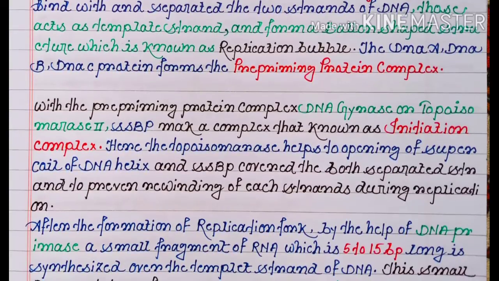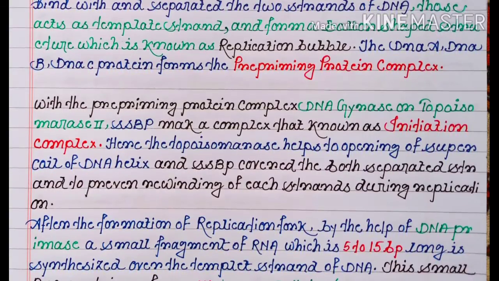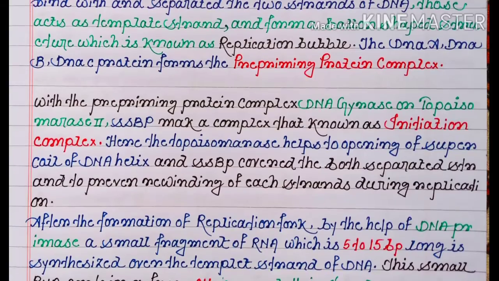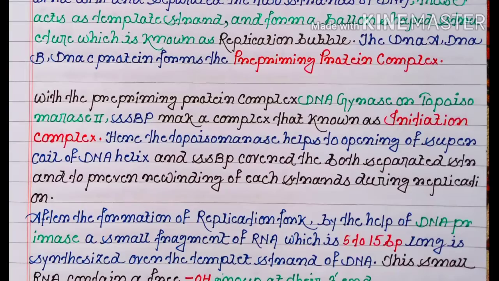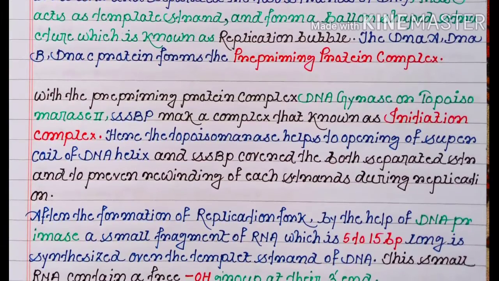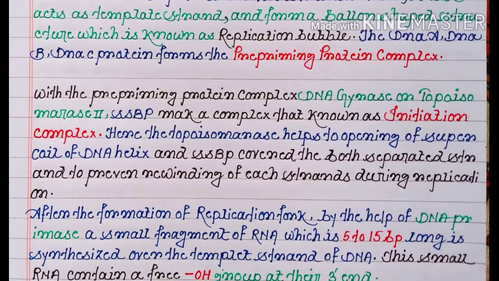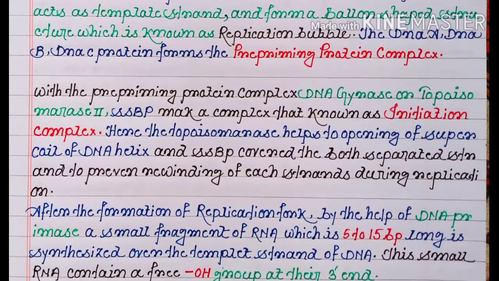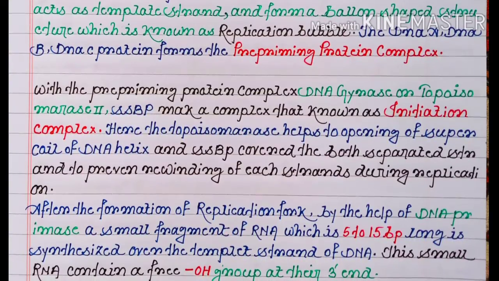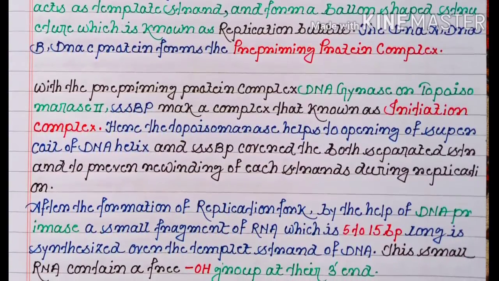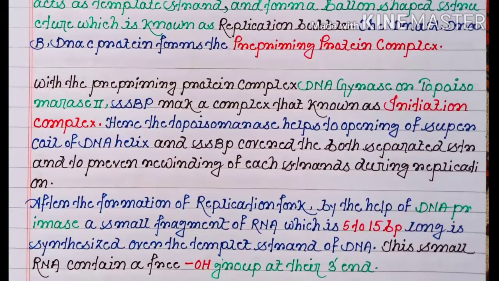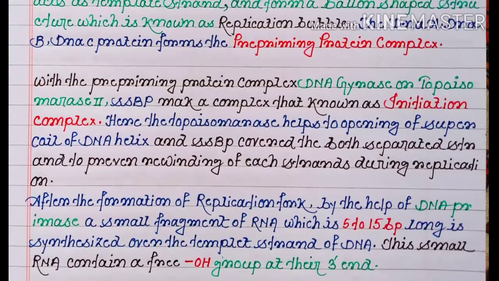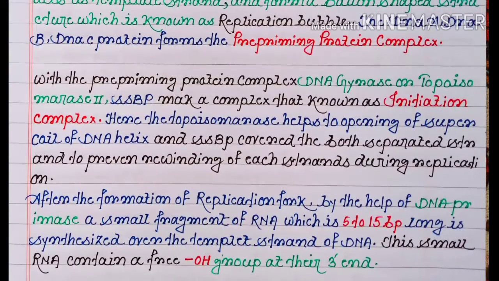After the formation of the replication fork, with the help of DNA primase, small fragments of RNA, which are 5 to 15 base pairs long, are synthesized over the template strand of DNA. These small RNAs contain a free OH or hydroxyl group at their 3' end.